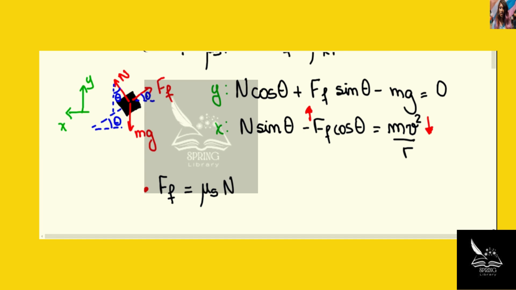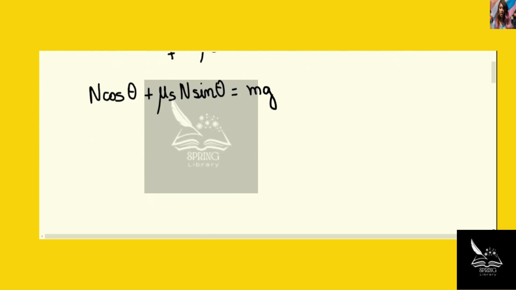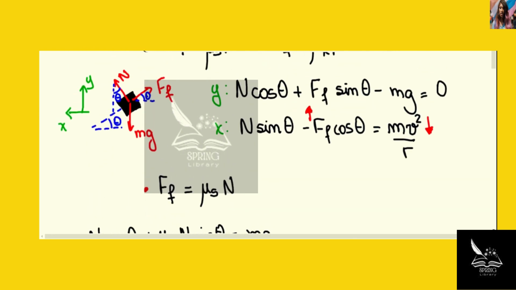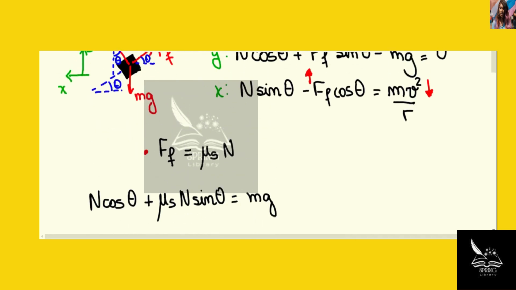First, I'm going to substitute it into the equation for the y-coordinate. So we have n times cosine of theta plus mu s sine of theta is equal to mg. And I'm going to isolate n, so we have that n is equal to mg divided by cosine of theta plus mu s sine of theta. So this is the value of the normal force when the friction force is maximum. And now we can find what is the value of v that corresponds to this normal force.